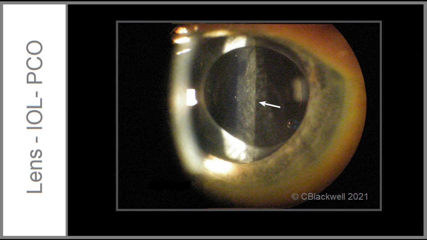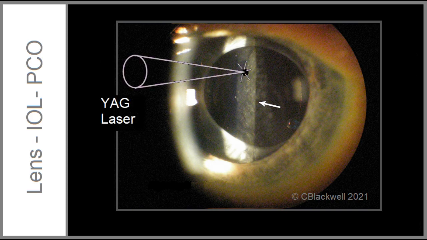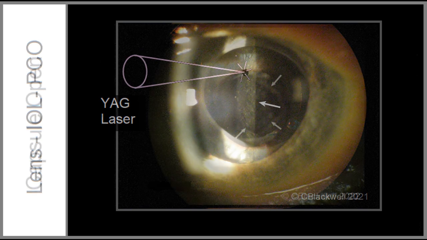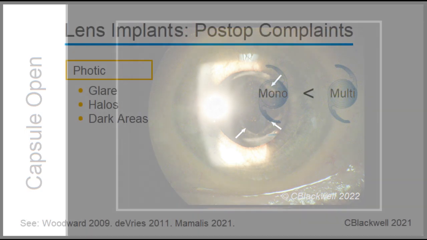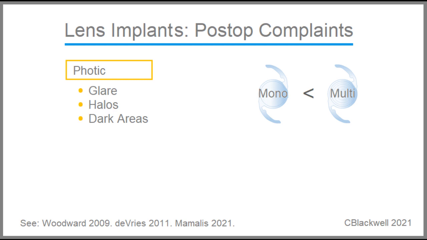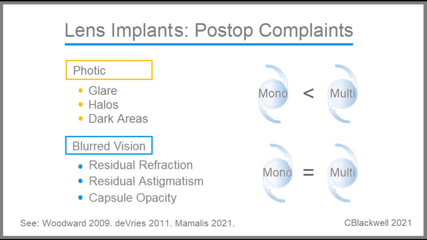Sometimes it looks like a layer of wax paper, sometimes it looks like a layer of bubble wrap behind the implant. The remedy for this is using a YAG laser to open the capsule. The arrows point to the edges of a nicely open capsule and vision is restored. To recap, distracting visual phenomena, glare, halos, and dark areas occur somewhat more often with multifocal lenses. Blurred vision can happen with either monofocal or multifocal lenses.